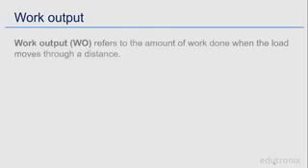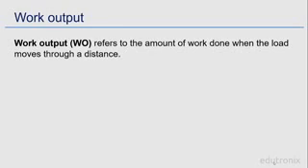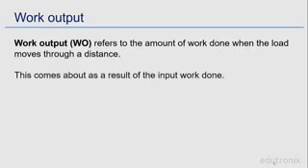Let's now consider the work output. The work output refers to the amount of work that is done when the load moves through a certain distance. The load is able to move because of an input that is applied. In other words, it is able to move because of an effort's push or pull.